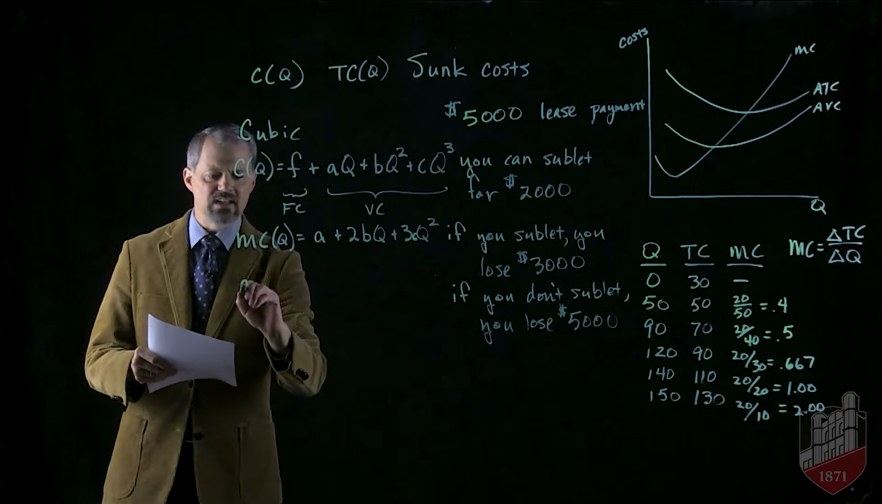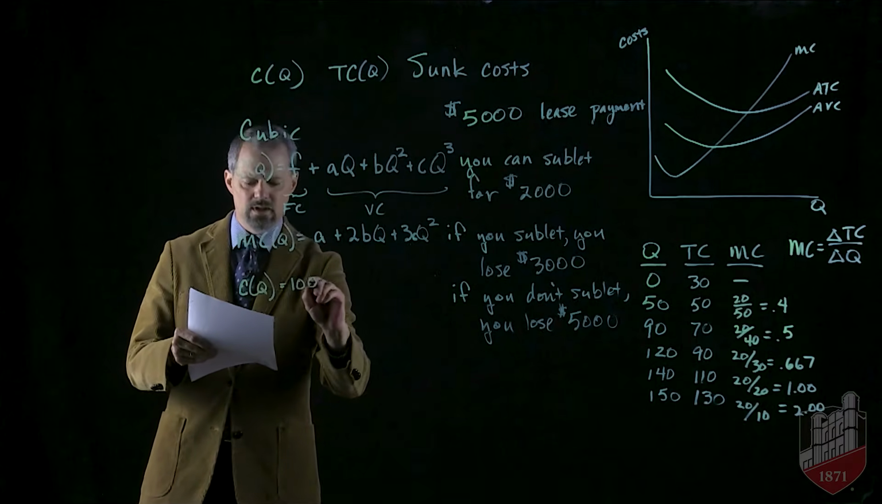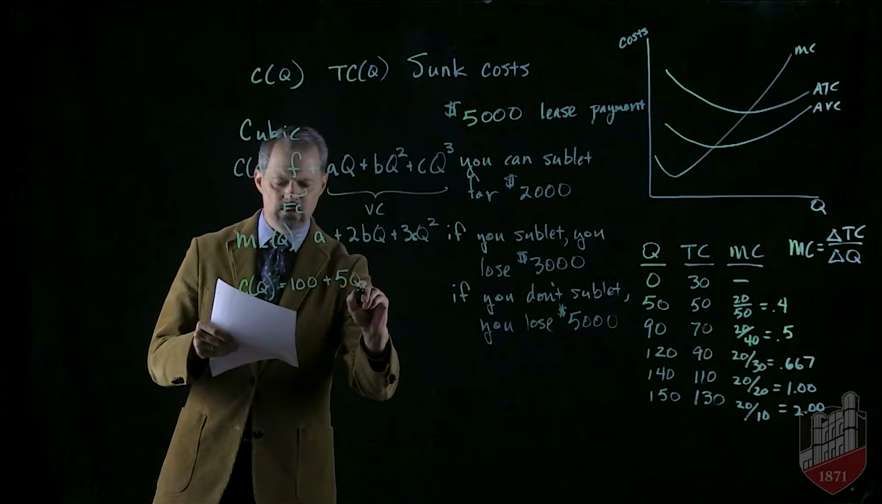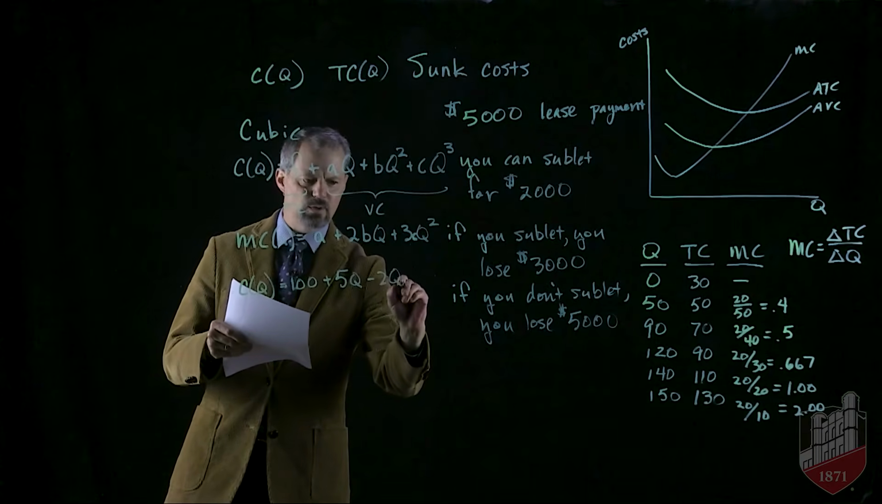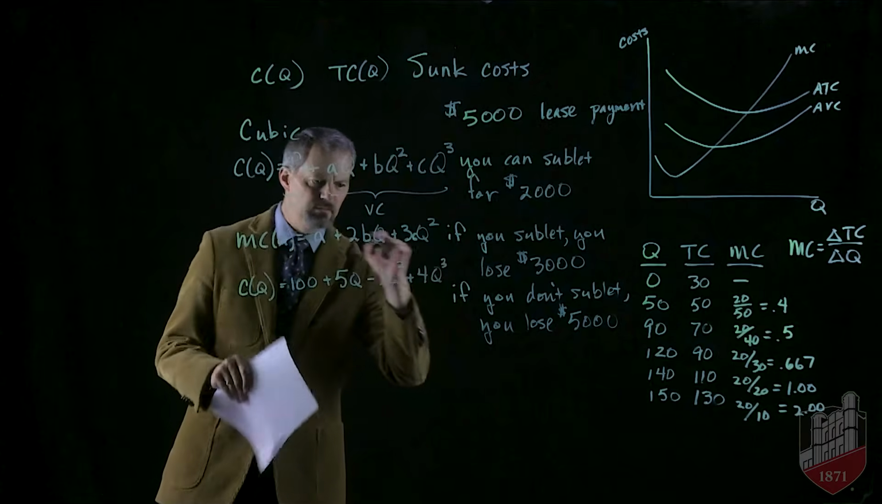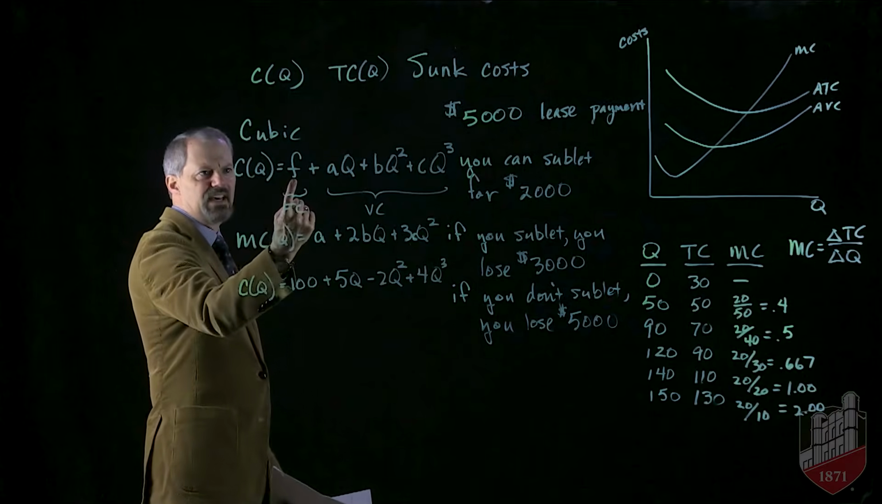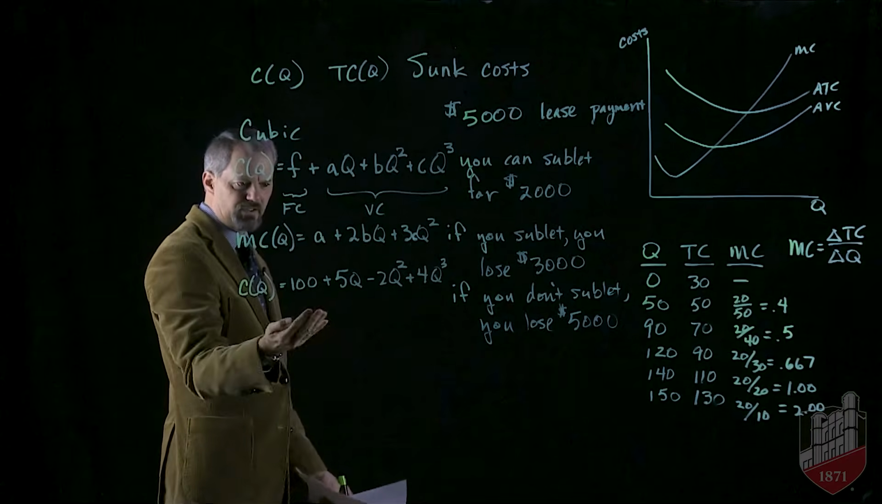Let's suppose I gave you an example of a cubic cost function: 100 plus 5Q minus 2Q squared plus 4Q cubed. There's a cubic cost function where we've replaced the F and the A, B, and C with some numbers.